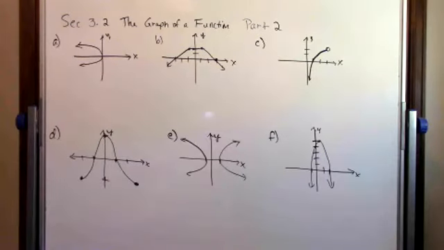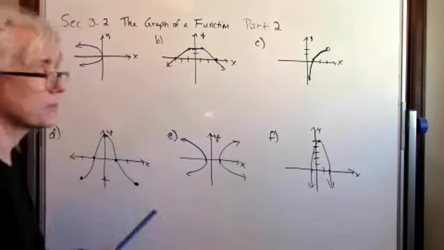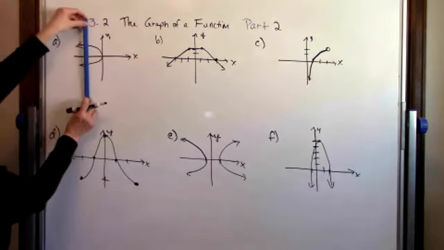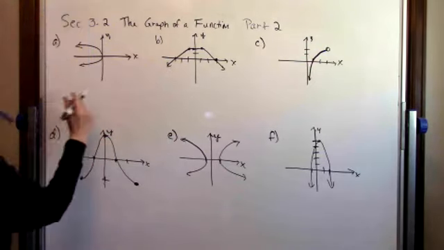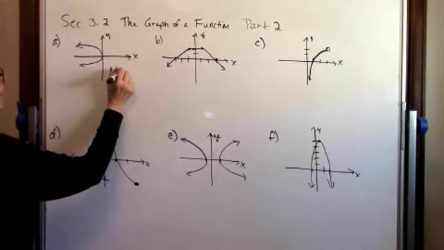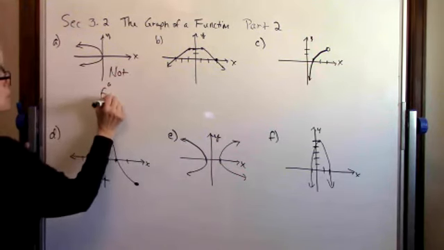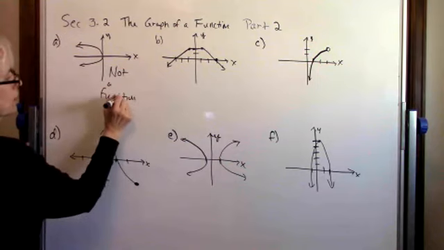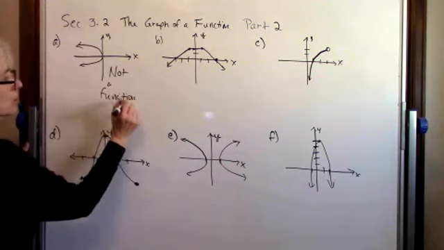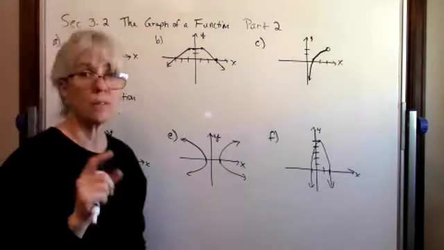So we can do that fairly quickly. When we take a look at the very first one, we'll notice that our vertical line intersects this twice. So this is not a function, so no. Not a function. And because it's not a function, we don't have to do anything else with it according to the online homework.